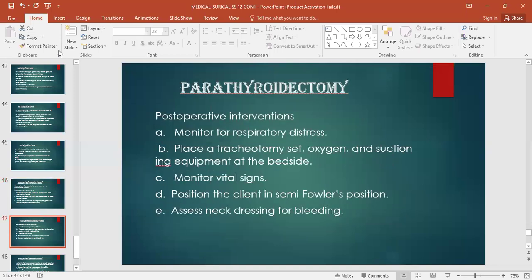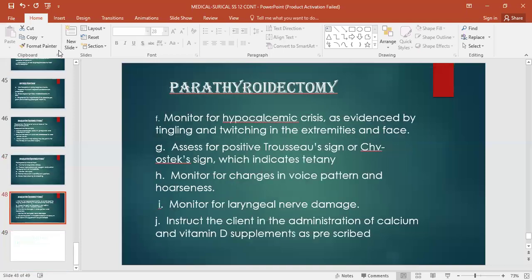Then postoperatively, you monitor for respiratory distress. You have to place the tracheostomy set, oxygen and suction equipment at the bedside, monitor their vital sign, position the client in semi-Fowler's position, assess neck dressing for bleeding, more like when a patient undergoes thyroidectomy. So it's almost the same management that you are going to give to a patient that undergoes parathyroidectomy.